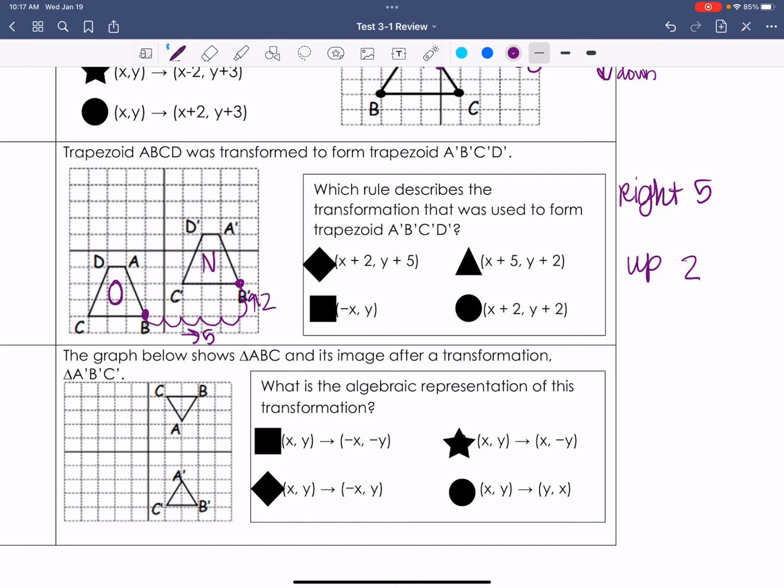So since I went right 5, that affects my x value. And since I went right, that means I'm adding 5. Then I'm going up 2. If I go up, that affects my y. And since I went up 2, I'm adding 2. So the one that has x plus 5 and y plus 2 as your rule is going to be the triangle.